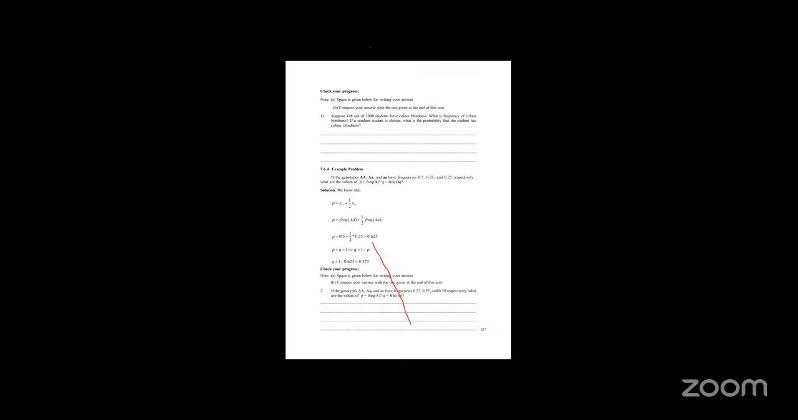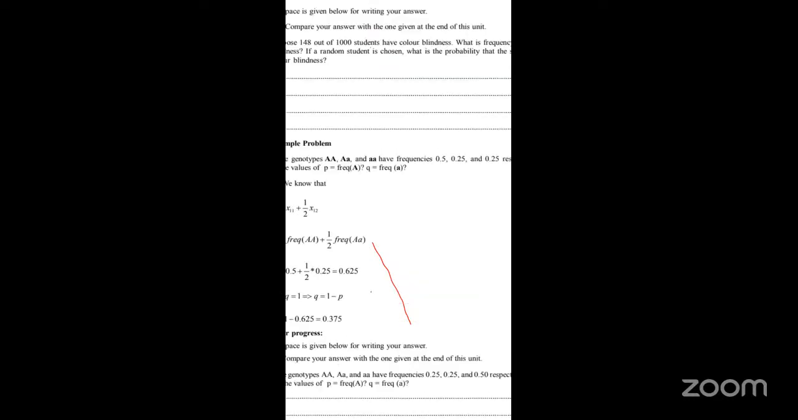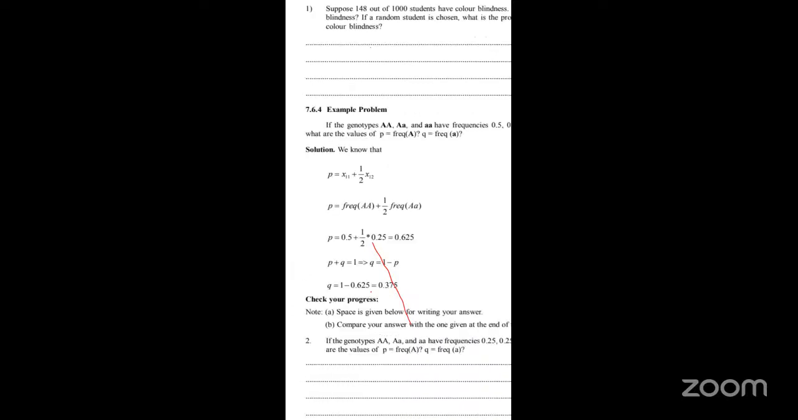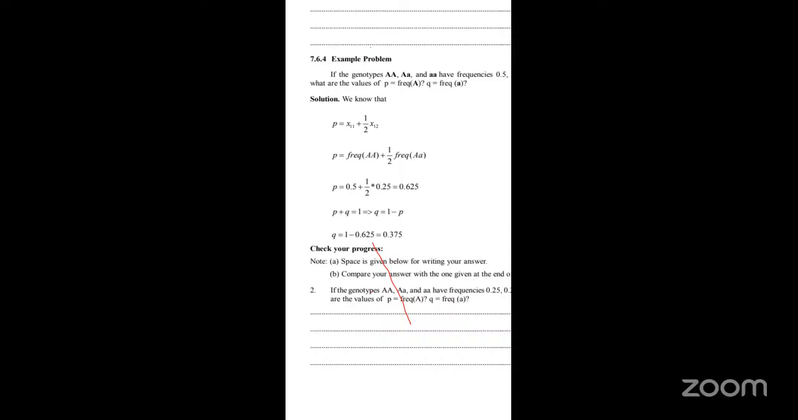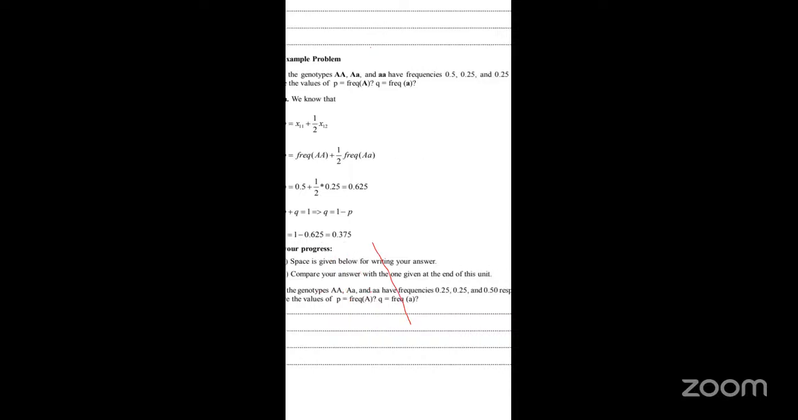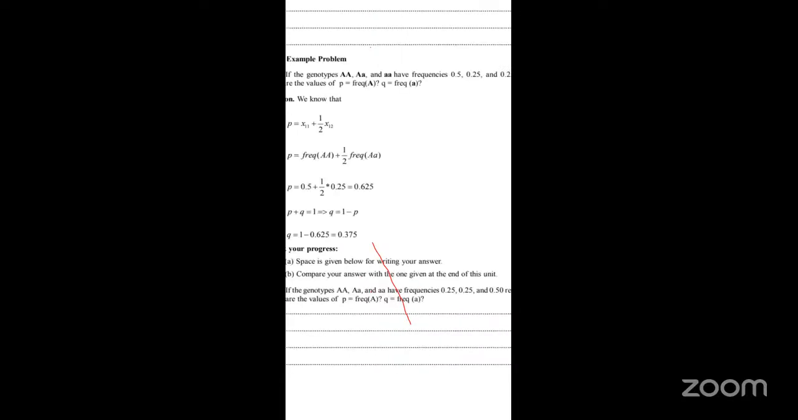So here, if the genotypes AA, Aa and aa have frequencies 0.5, 0.25, 0.25 respectively, then small p equals the frequency of AA plus 1/2 the frequency of Aa, which is 0.5 plus 1/2 into 0.25, equals 0.625. Check your progress: genotypes AA, Aa and aa have frequencies 0.25, 0.25 and 0.50 respectively, then p equals the frequency of A equals the frequency of.